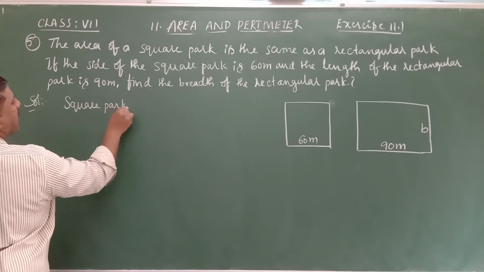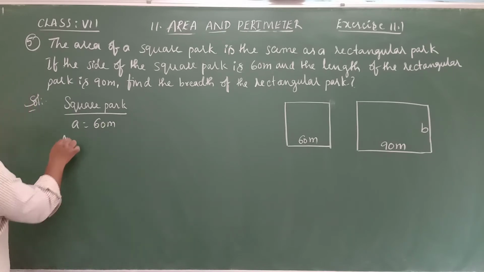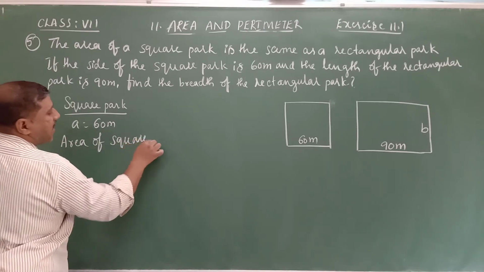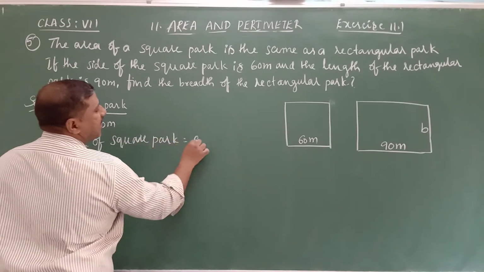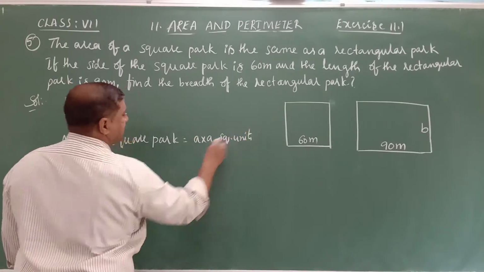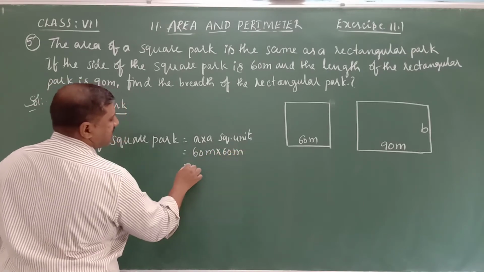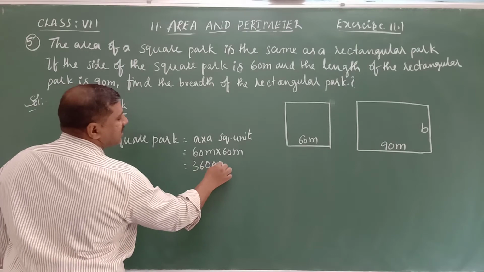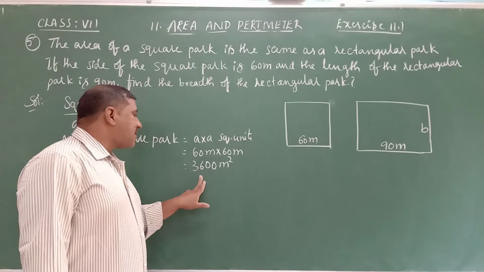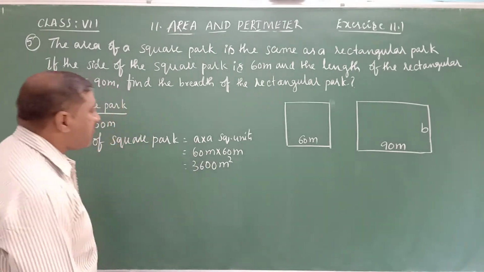So what is the square park? Here it is given. A is equal to 60 meters. Now area of the square park is equal to A into A, or A square units. That is 60 meters into 60 meters. Ignore the zeros, multiply 6 and 6. 6 sixes are 36, and keep the two zeros, we get the area as 3600 meters square.